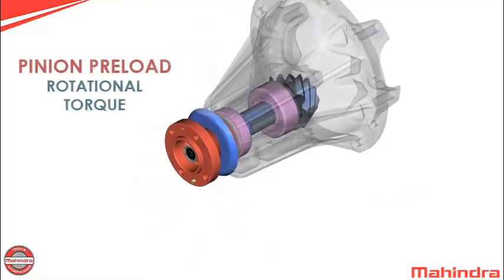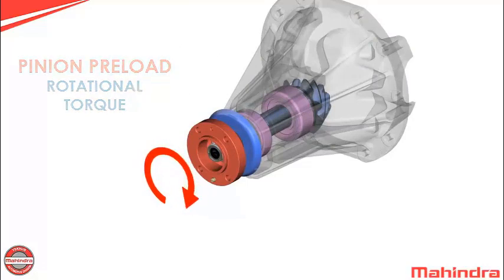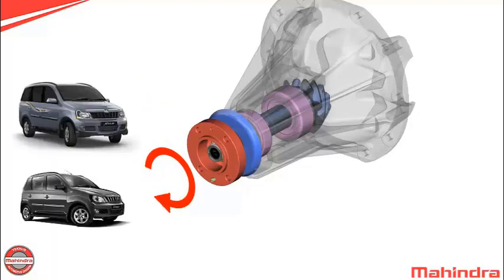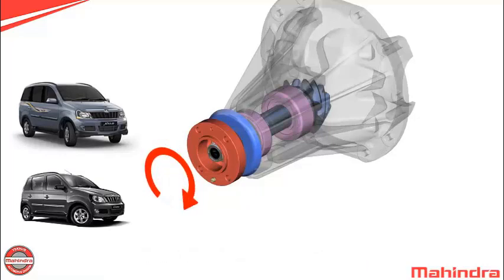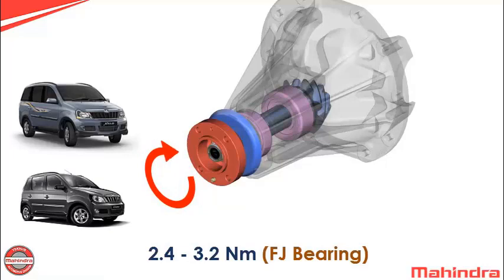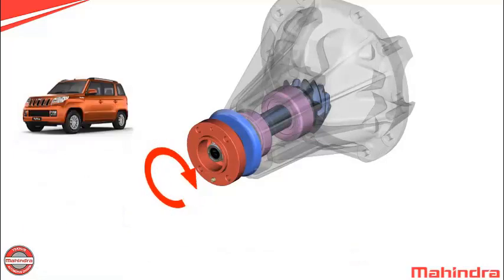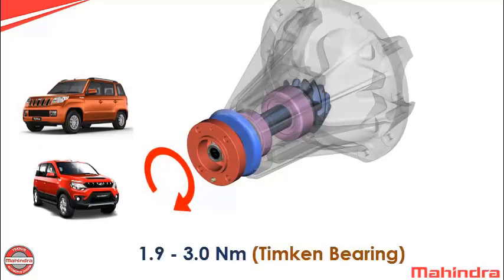The pinion preload is measured in terms of pinion rotational torque. Specification for the PTTR variant wise is as follows. For Xylo and Contro, 1.8 to 2.6 Nm for SKF bearing and 2.4 to 3.2 Nm for FJ bearing. For TUV300 and Neosport, 1.9 to 3 Nm for Timken bearing.